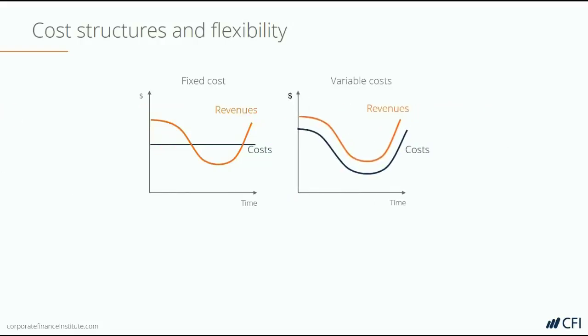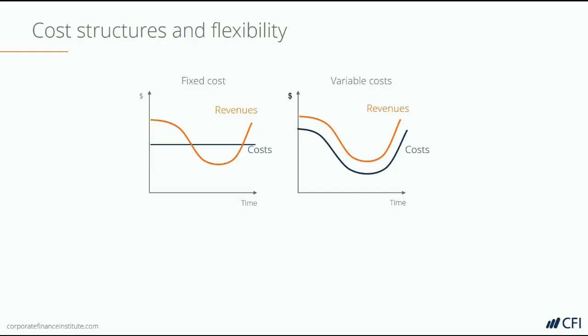Let's look at the earnings volatility of a company with all fixed costs versus all variable costs. When costs are entirely fixed, we can see that as revenue moves around, the company may switch between being profitable when revenues are greater than fixed costs and operating at a loss when revenues are lower than fixed costs. Conversely, if you imagine an entirely variable cost structure, the company will always be operating at a positive margin.